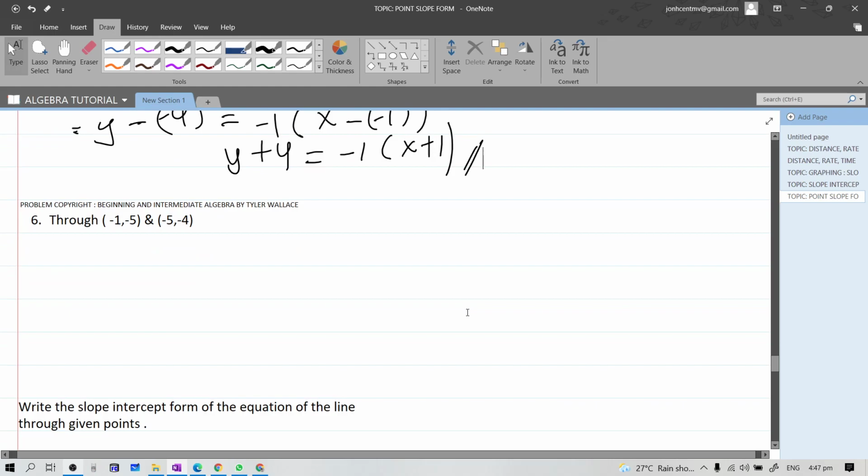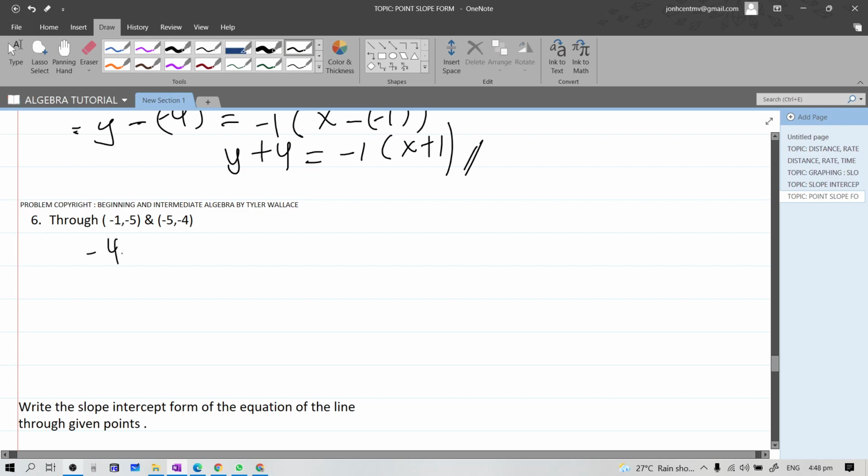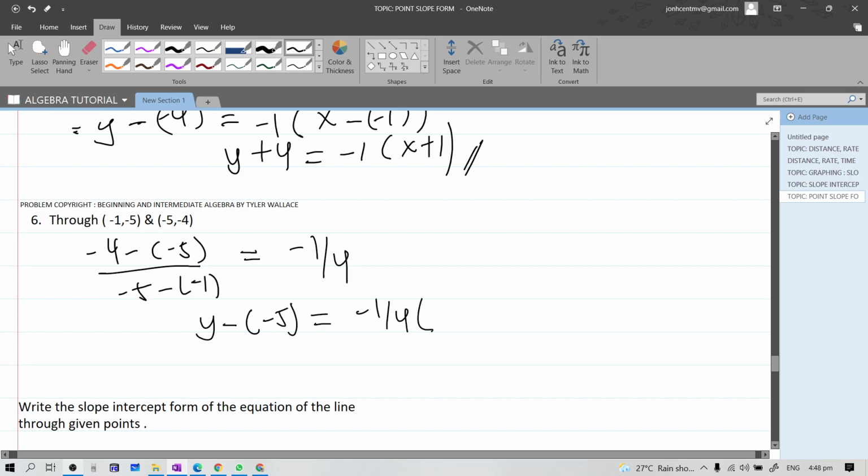Next, for problem 6, (negative 1, negative 5) and (negative 5, negative 4). So, that is negative 4 minus negative 5 over negative 5 minus negative 1, that is equals to negative 1/4. That is y minus negative 5 is equals to negative 1/4 times x minus negative 1. So, it becomes y plus 5 is equals to negative 1/4 x plus 1.